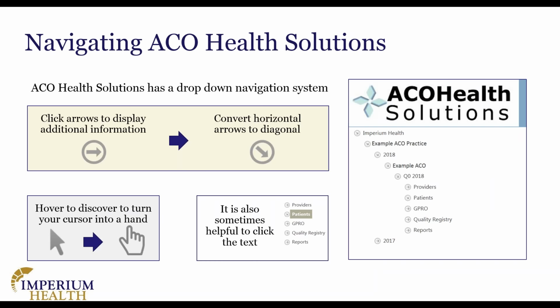When you're navigating ACO Health Solutions, I would always promote the hover to discover method. Anytime you can turn a cursor into a hand or click on a horizontal facing arrow to turn it into a downward diagonal facing arrow, you're going to be able to see a little bit more information for yourself. Again, the whole value of all of this claims data is how actionable can we make it for you. And ACO Health Solutions is a great way to take advantage of all of that claims data to improve our care coordination efforts and maximize our quality.